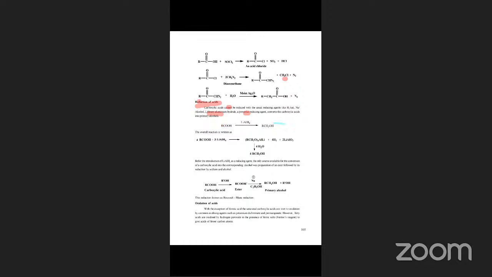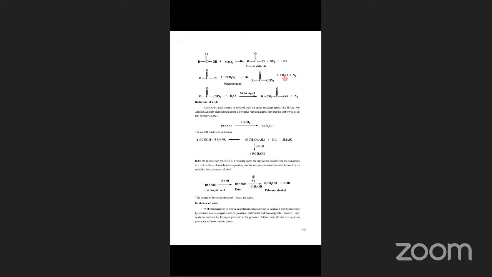What changes do you observe in the reaction? Here, how many oxygens are there? Adding of hydrogen and losing of oxygen. See how many oxygens are there in the carboxylic acid? Two. In this alcohol? One. It is reduction, yes or no? Removing of oxygen is reduction. Yes, sir.